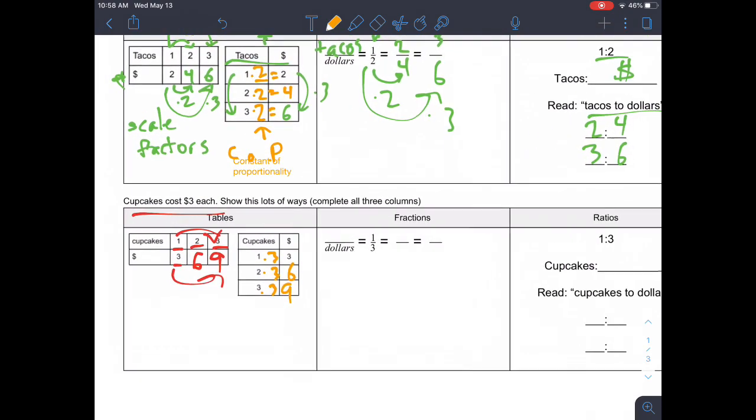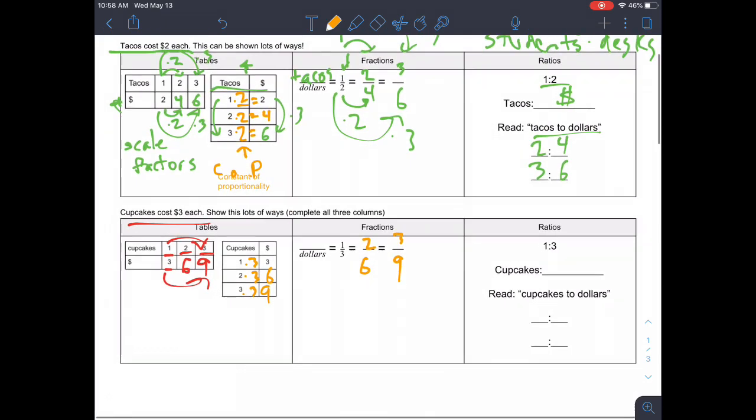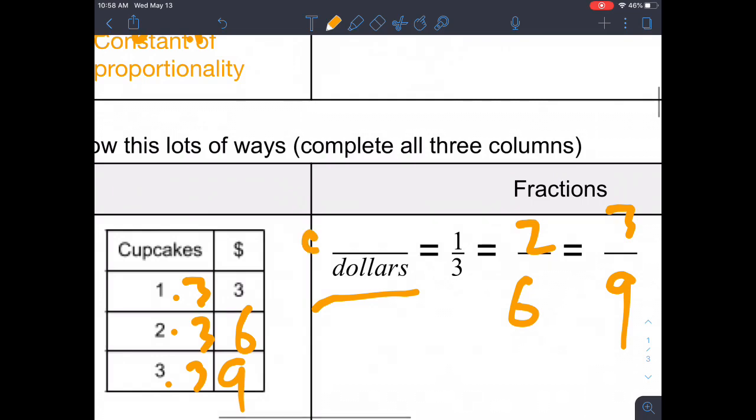And so these are just other ways of writing 2 to 6, 3 to 9. We're comparing cupcakes to dollars. Up here we're comparing cupcakes to dollars.